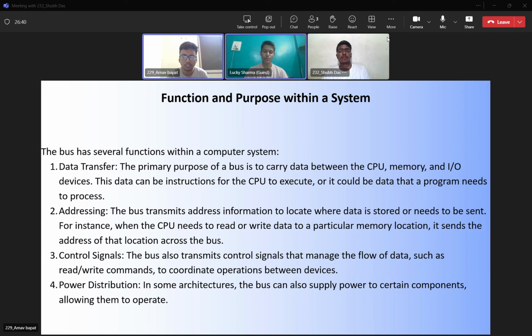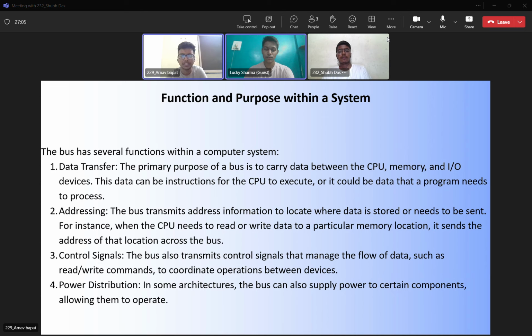Second is addressing. Addressing is another crucial function of the bus, which is responsible for the transmission of address information within the system. This function allows the CPU and other components to specify the exact location in memory or in input-output devices where data should be read from or written to.